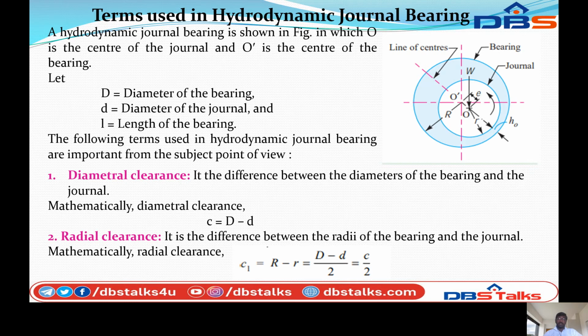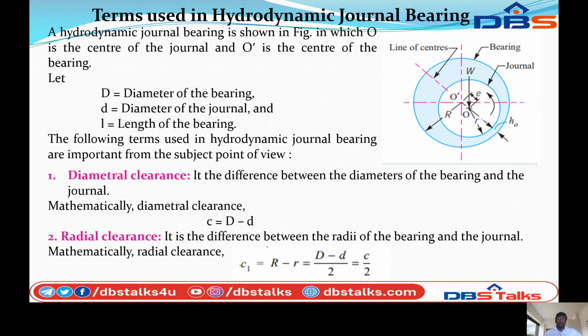The journal rotates in an anti-clockwise direction. The following terms used in the hydrodynamic journal bearing are important from the subject point of view. First, the dimensional clearance, which relates the dimensions of the bearing and the journal. Mathematically, the dimensional clearance is C is equal to capital D minus small d, where capital D is the diameter of the bearing and small d is the diameter of the journal.